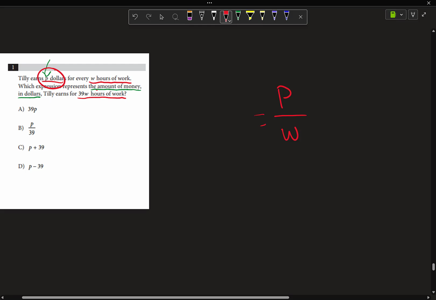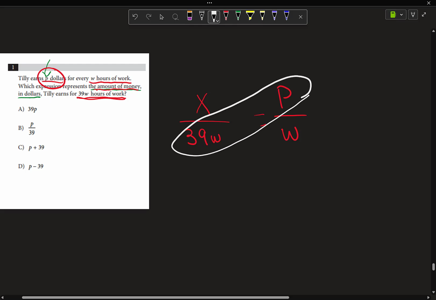Well, this question tells us we're trying to find P, the amount of money, for 39 W hours of work. So we're trying to find P. We're going to represent it by X over 39W because they tell us Tilly's working 39 W hours a week. From there, we can cross multiply. 39W times P is just 39WP.